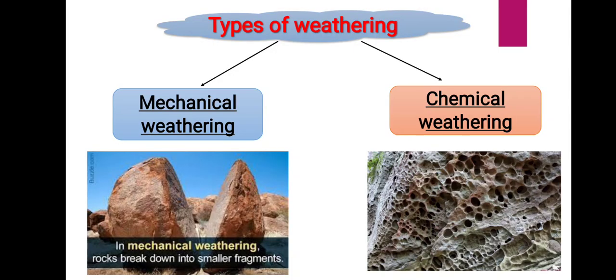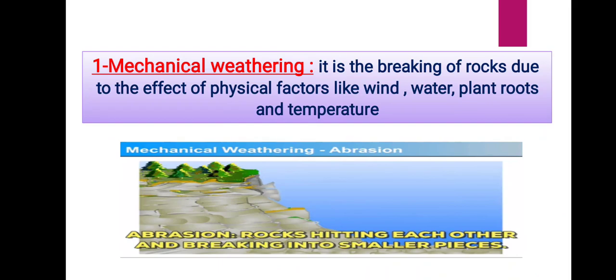We know that weathering is a breaking down of the rock into very small pieces, into sediment. And we have two types of weathering: mechanical, or physical, weathering and chemical weathering.